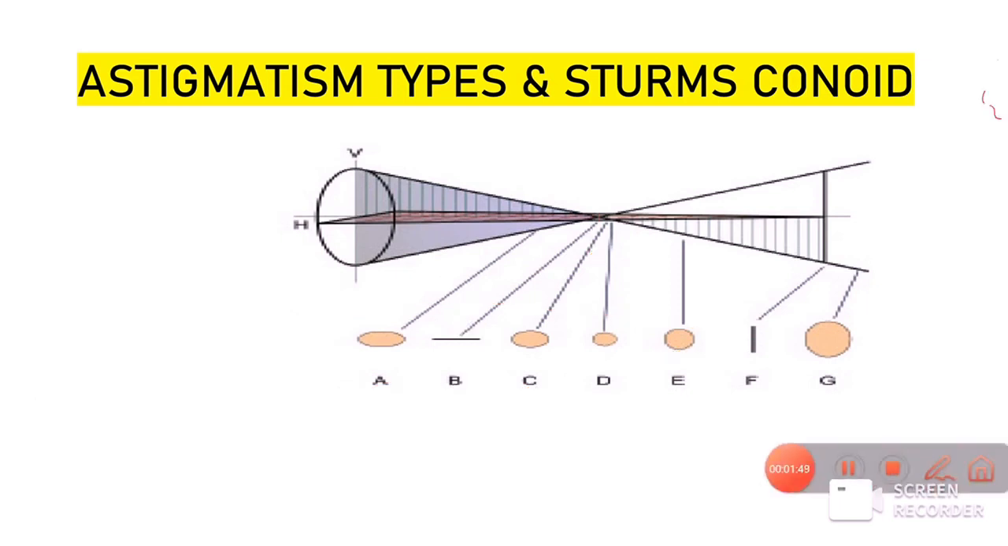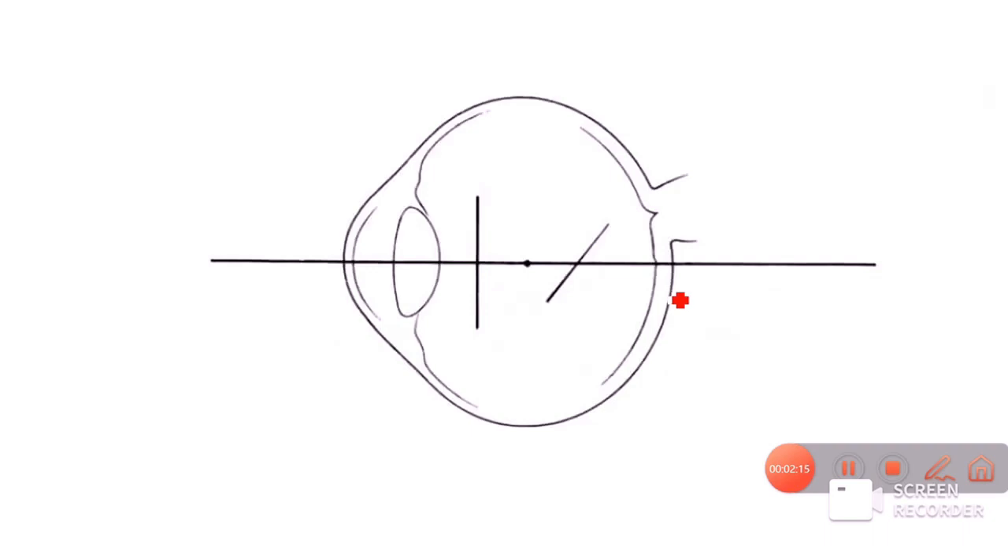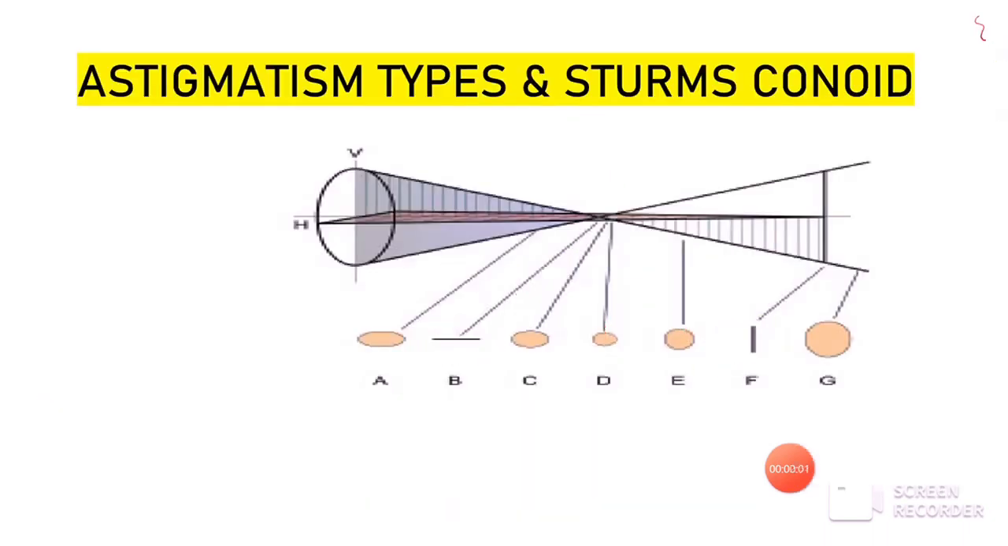Now, what if the retina was present at a point, say, C or at a point, say, D, any of these points? Where are the focal points? One focal point is in front of the retina, that means it is myopic, and the other focal point is behind the retina, that means it is hypermetropic. Such a type of astigmatism is called mixed astigmatism. Similarly, if the retina is present at a point E, at this point also we are going to get mixed astigmatism.